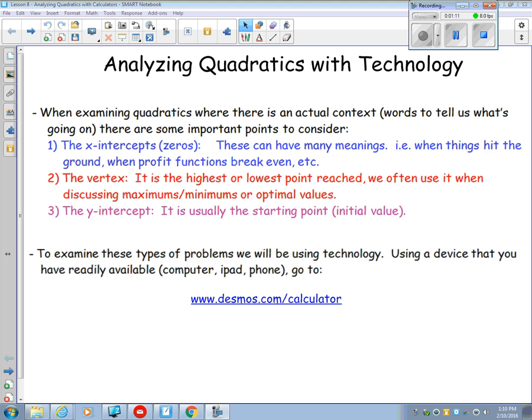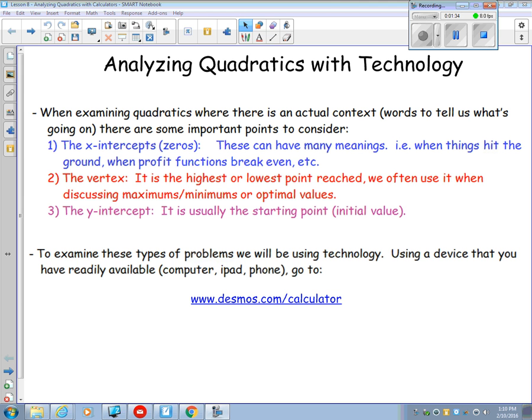As important, if not more important, the vertex, where your parabola changes directions, the maximum or the minimum, the highest, the lowest. There's all different kinds of things you can use that for. And the third one is the y-intercept, the starting point. And we've been talking about these in terms of polynomials, but we're just going to go back to quadratics just so we can get comfortable with the technology, not just the ideas that we're going to be looking at.